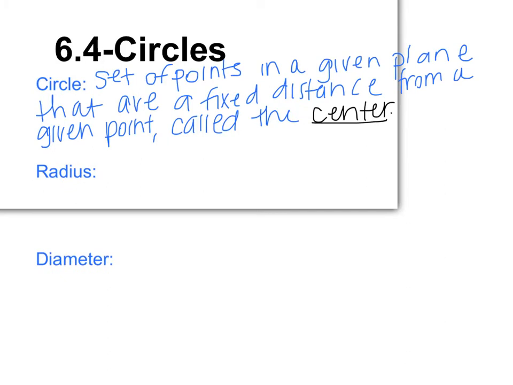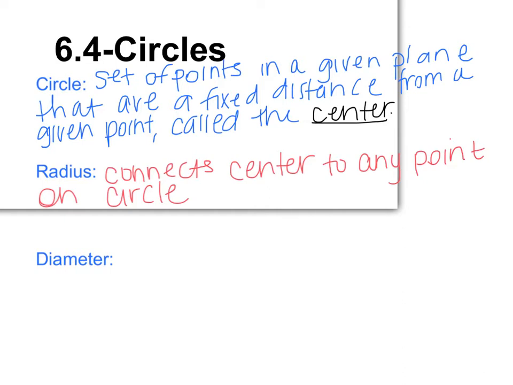Today we're going to do 6.4 and we are talking about circles, and we need to get 3 definitions down before we can start. The first definition being a circle. A circle is a set of points in a given plane that are a fixed distance from a given point, and that's called the center.